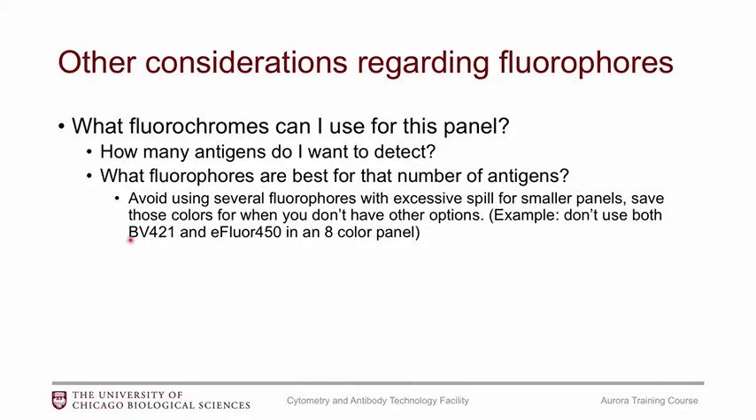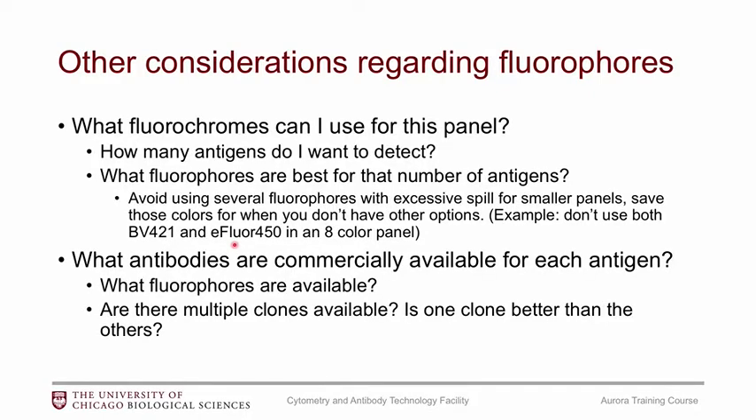As I mentioned, just because we can separate these fluorophores doesn't mean that it's easy to separate them. So save the very similar fluorophores for when you are designing the larger panels and maxing out the capabilities of the instrument. And if you don't know which fluorophores are similar, they're basically the fluorophores that you would not be able to separate on a conventional flow cytometer.